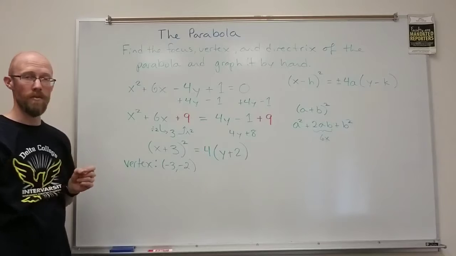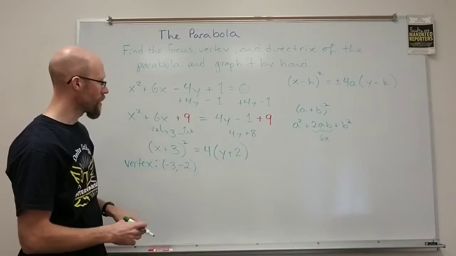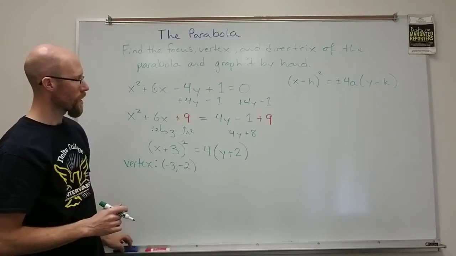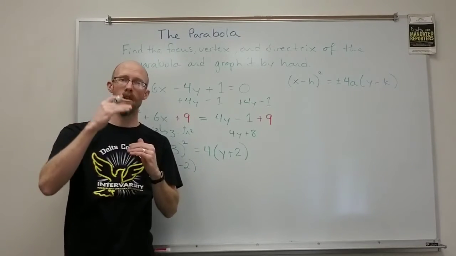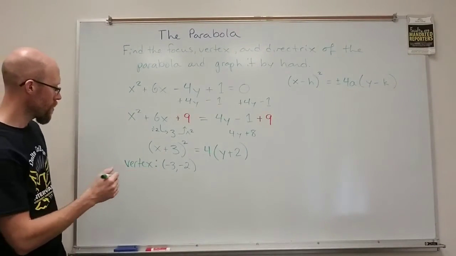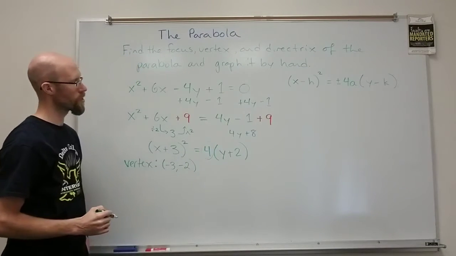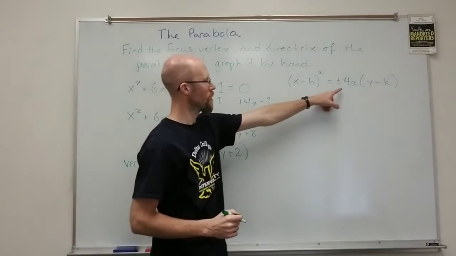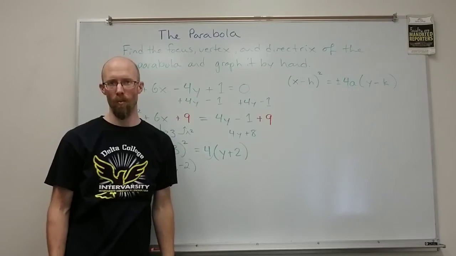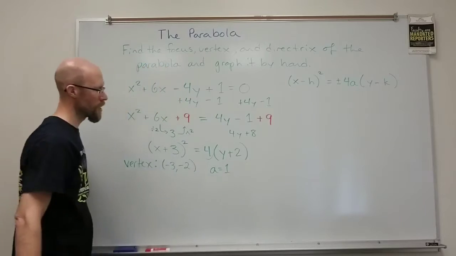The other thing I need is the value for a, not that a, the a in this formula. That a gives us the distance to the focus and the directrix from the vertex. In this case, the a value is going to come from this leading coefficient, and that coefficient being 4, if I set 4a equal to 4 and solve for a, you'll know that it's just 1. So the a value here is simply equal to 1.